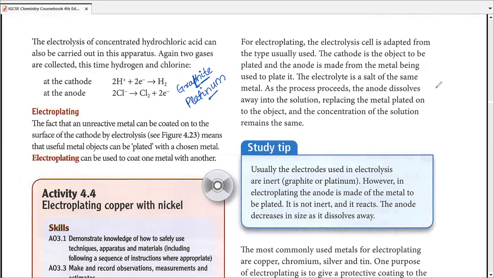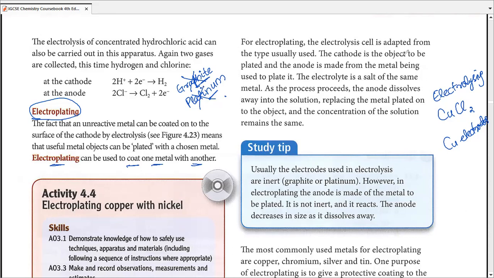For example, let's say we are electrolyzing copper chloride, and we use copper electrodes, what happens then? So electroplating is all about that. Instead of using these, we use actual metal electrodes. What happens then? Electroplating in that case actually coats one metal with another.